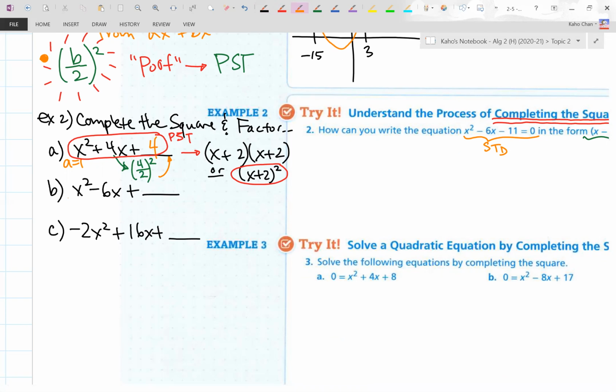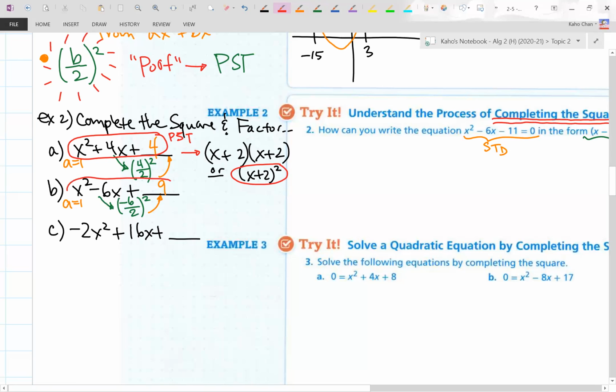Let's try B. Step 1, is A 1? Yes, it is, yay. Step 2, take half of B and square it. B is negative 6, half of it is negative 3. Negative 3 squared is 9, positive 9. Okay, we've just created a perfect square trinomial.